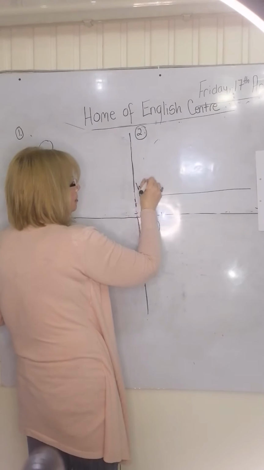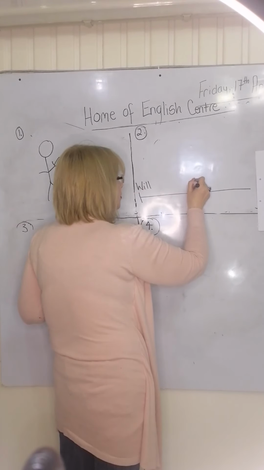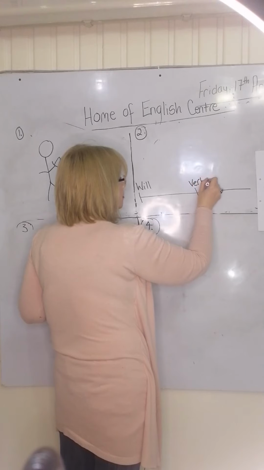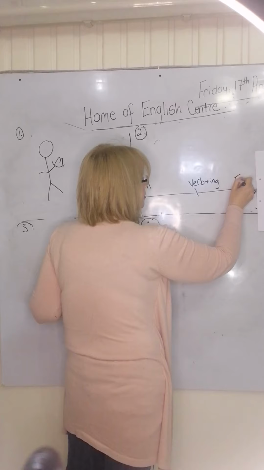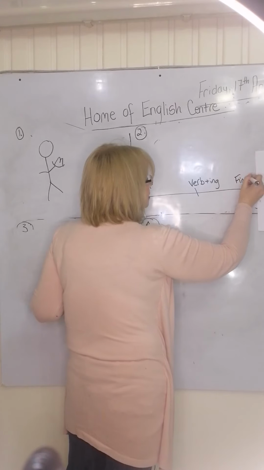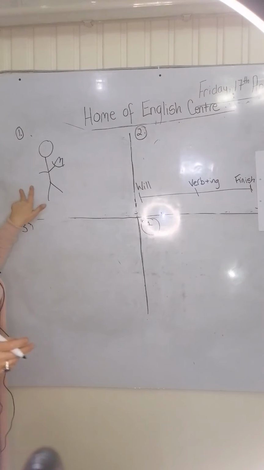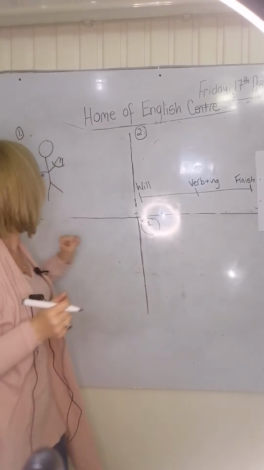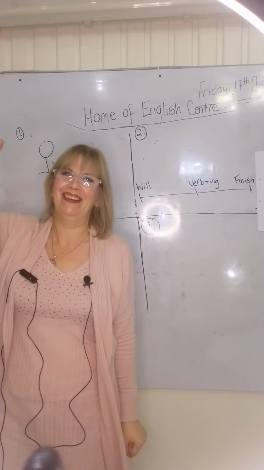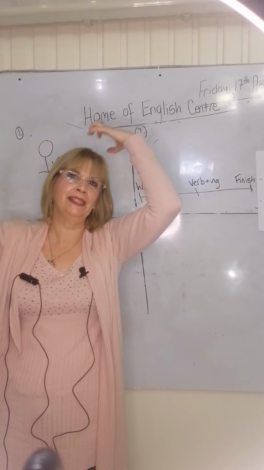Will, verb plus ing, here, finished. Okay, fine. So he will take it. Oh, it is in his hand now. It is in his hand now. And he will put it on his head.